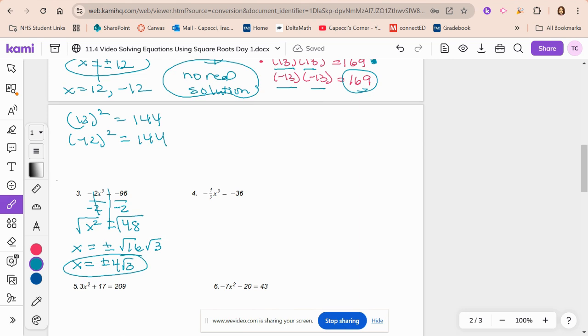Okay, let's keep going. Again, here's my wall. I'm going to multiply both sides by negative 2, and that will get rid of this negative 1/2. So that gives me x squared is equal to positive 72. Take the square root of both sides, and x is equal to plus or minus. Highest perfect square is 36. So I have 36 and 2. So my answer is, again, x is equal to plus or minus 6 root 2.